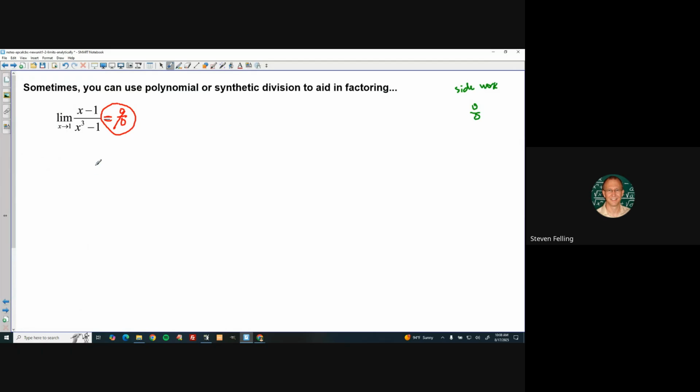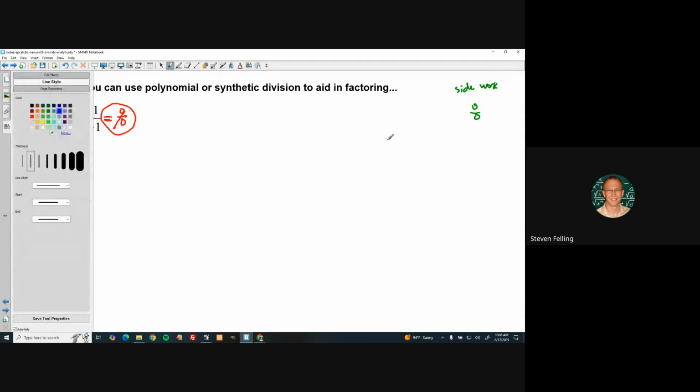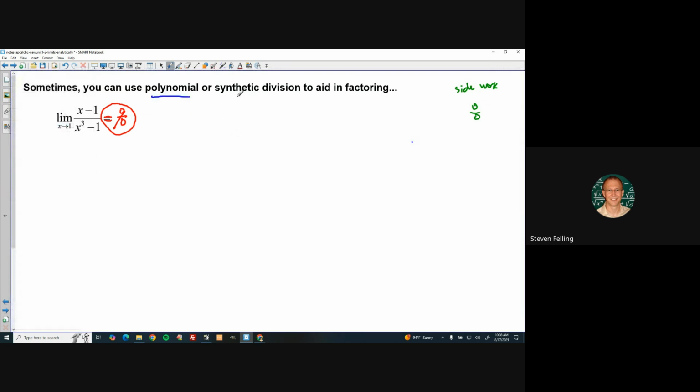Okay. So instead, what I would do is just say, all right, can I somehow factor this denominator, hoping to be able to factor out something so that the x minus 1 gets canceled out? Right, well, one way to do that is division. So let me show you an example of division. We can do polynomial division or we can do synthetic division.